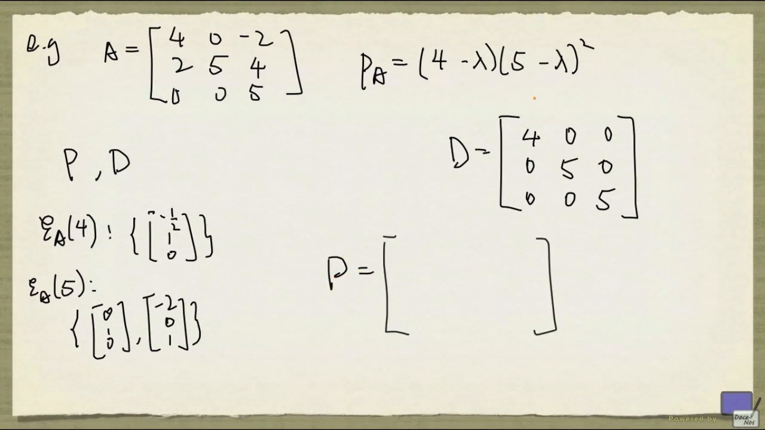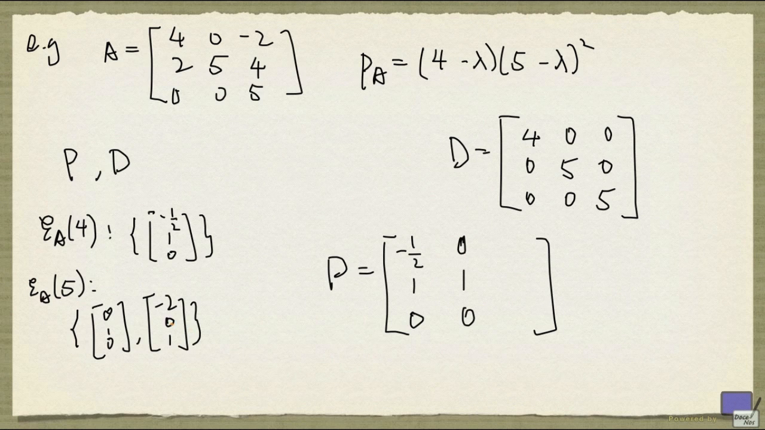Now to form P, you have to look at D. To form the first column of P, you look at the first diagonal entry in D and find the vector in the basis for the eigenspace corresponding to the eigenvalue. Here the eigenvalue is 4 and there's only one vector in the basis, so I put that vector as the first column of P. Now I look at the second column of P. I look at the second diagonal entry. The eigenvalue is 5, so I look at the basis for the eigenspace for the eigenvalue 5 and pick a vector that has not appeared in P before. I can pick (0, 1, 0).